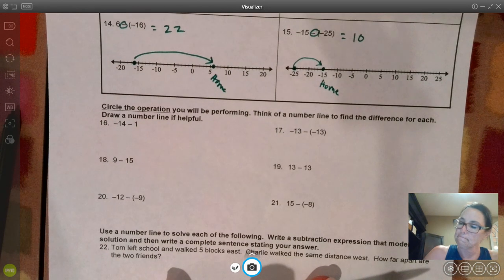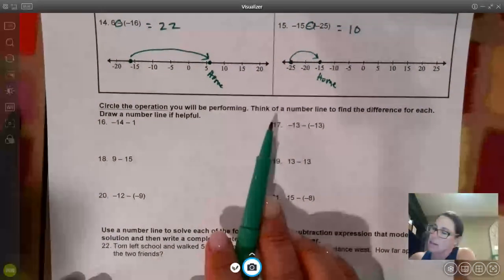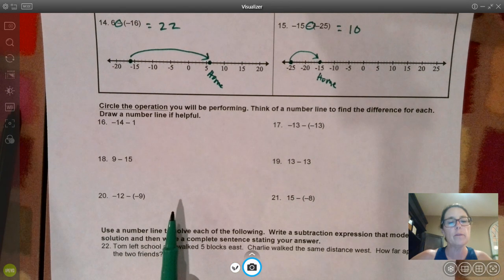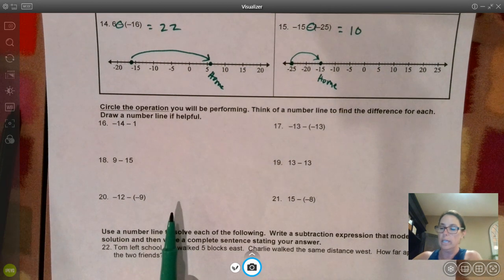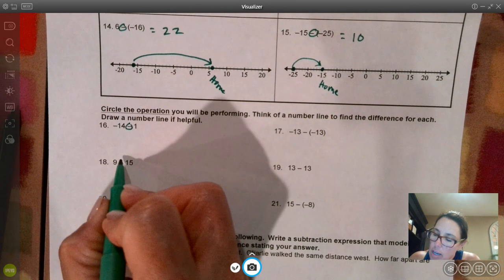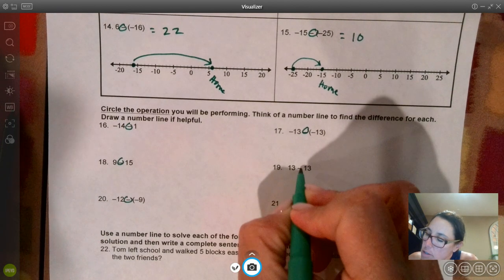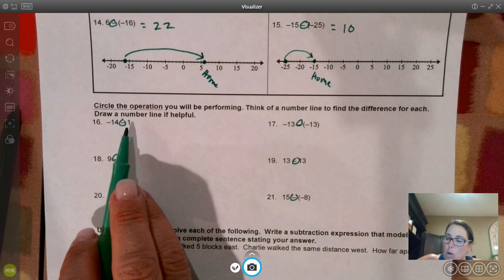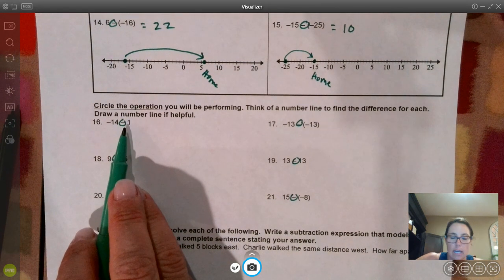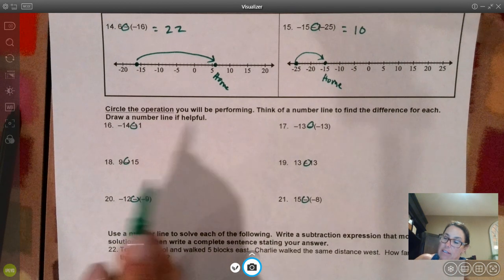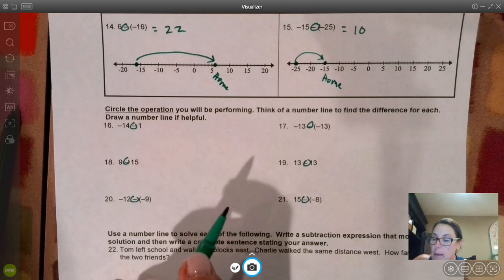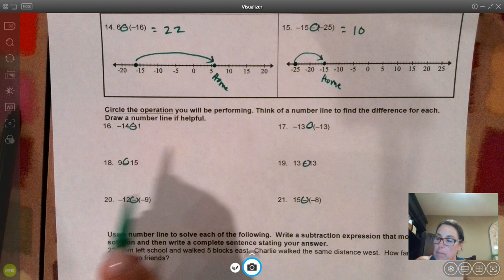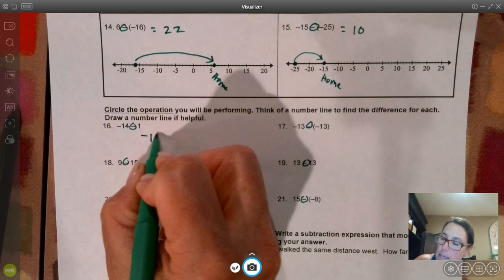All righty. Circle the operation you will be performing. Think of the number line. Okay, so now guess what? We don't have to do the number line. We just need to think of it if it helps us. We can go ahead and compute the answer. Notice that all these problems are subtracting. Okay, if I have a negative 14 and I'm taking away a positive 1, that means I'd have to add some 0 pairs if I was doing chips. That means that I would have to go an extra unit to get to 1 if I was going back to home. So this would be a negative 15.